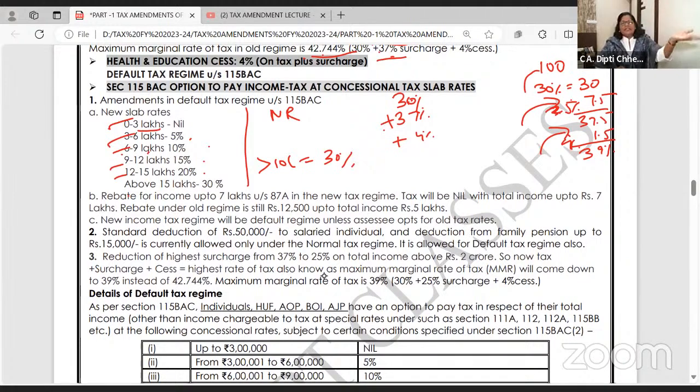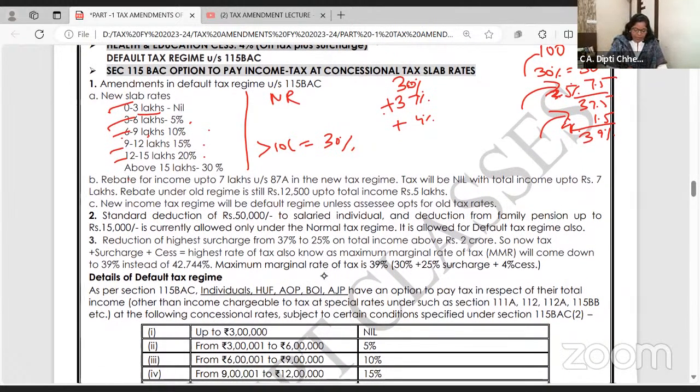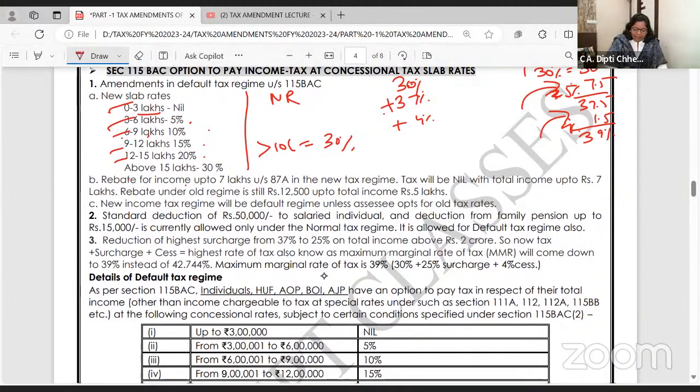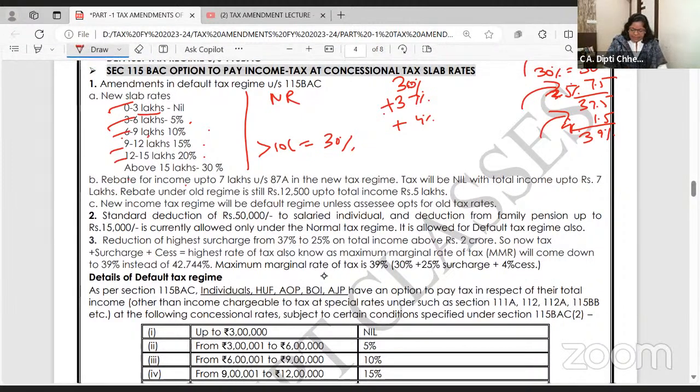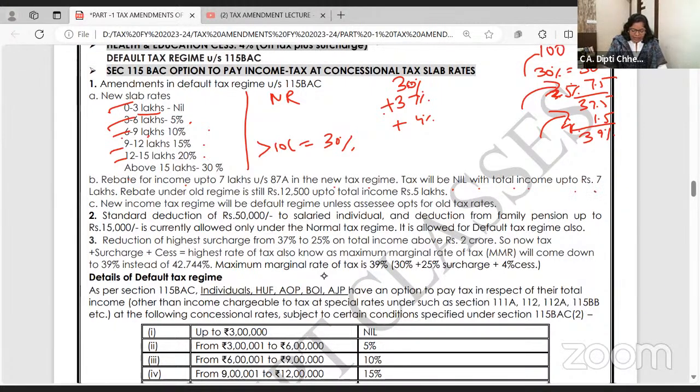0 to 3 lakh nil, 3 to 6 lakh 5%, these are slab rates. 6 to 9 lakhs 10%, 9 to 12 lakh 15%, 12 lakh to 15 lakh 20%, above 15 lakhs it's 30%. Okay, right. Rebate for income up to 7 lakhs under 87A, and tax will be nil for total income up to 7 lakh. Under the normal tax regime, it's still 12,500. Rebate I've already told you, with the comparison.